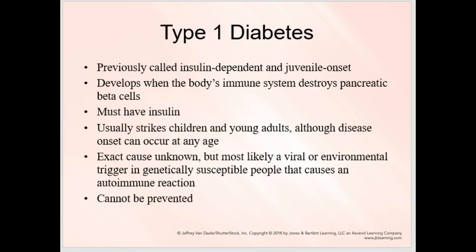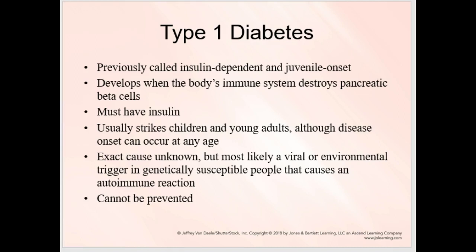So type 1, it was previously called insulin dependent and juvenile onset. We only call it type 1 now because type 2 we're seeing is becoming insulin dependent as well, because it's progressing so far into the disease. This happens when there is some sort of autoimmune destruction of the pancreatic beta cells, which release insulin. Okay, they have to inject insulin or they have the pump.